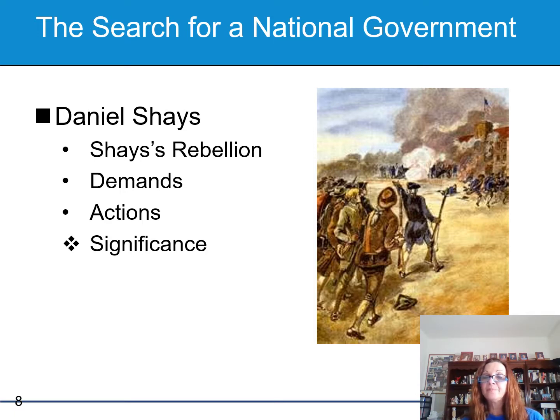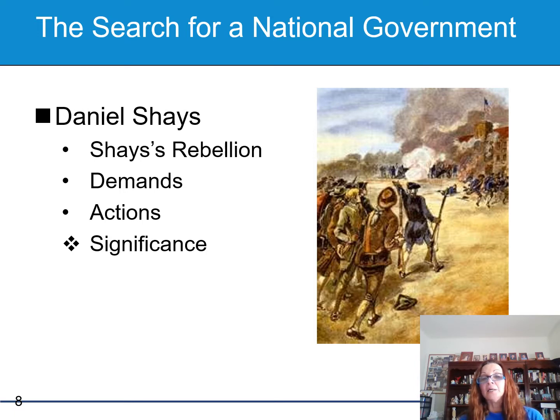And so the Massachusetts government felt threatened, so they called up the state militia, and there will actually be a few skirmishes fought between the state militia and Daniel Shays' men. In one of the engagements, 3 of Daniel Shays' men were killed, and after that, the rebellion kind of petered out.